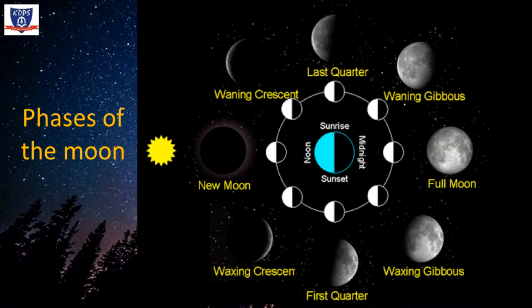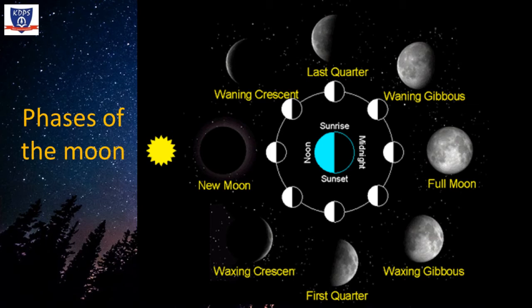Sixth is waxing gibbous moon, which occurs when more than half of the lit portion of the moon can be seen and the shape decreases in size from one day to the next. The waxing gibbous phase occurs between the full moon and the third quarter phase.